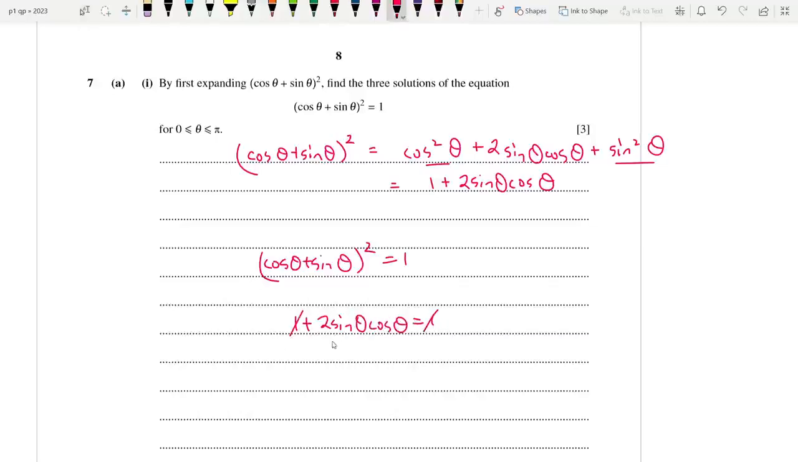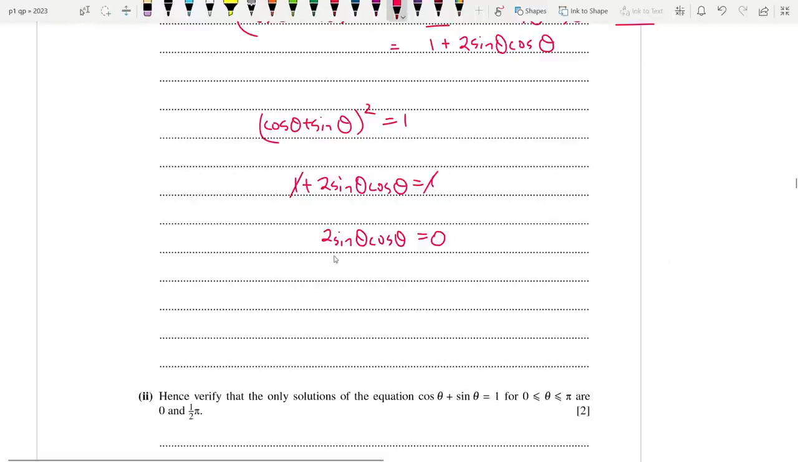We can get rid of the 1. 2 sine theta cos theta equals 0. How are we going to solve this? You can directly write it as sine 2 theta according to the identity. That is one route. Here, let me show you.